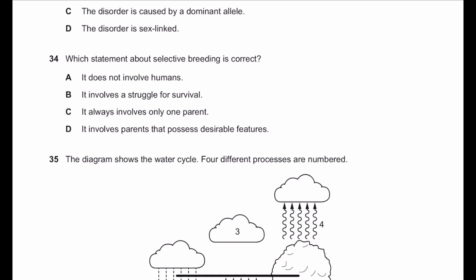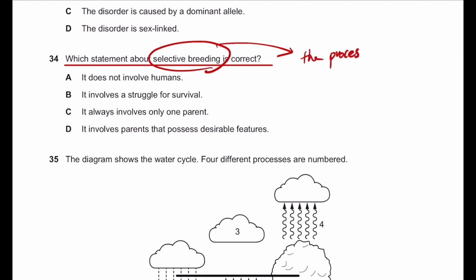Number 34. Which statement about selective breeding is correct? In order to solve this problem, we have to know what selective breeding is. Selective breeding is the process by which humans use animal breeding and plant breeding to selectively develop certain characteristics.